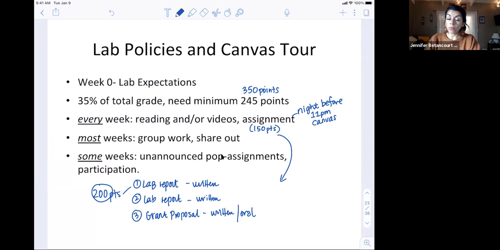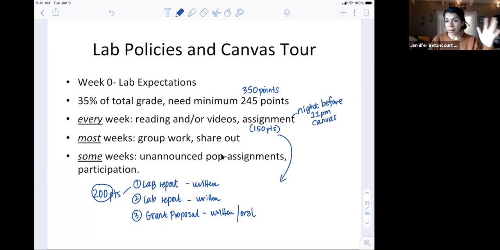It's scheduled 4 hours and 40 minutes. So if you miss one, you're already missing a big chunk of time. If you miss 2, you're almost missing 10 hours worth of course material, and that's not acceptable. So please do come to lab. Please do show up on time.